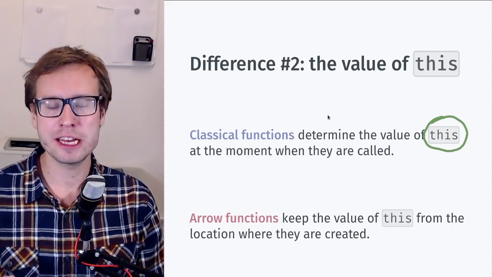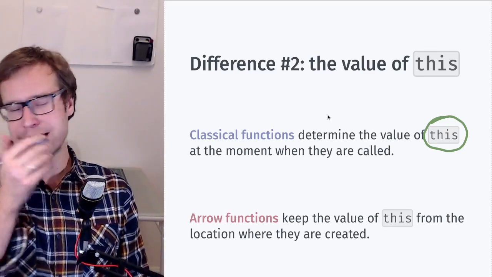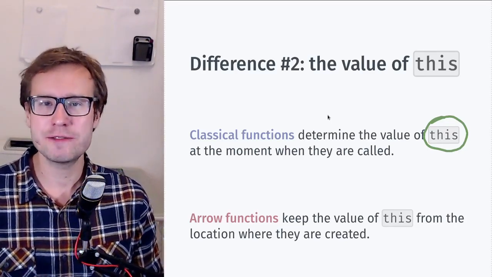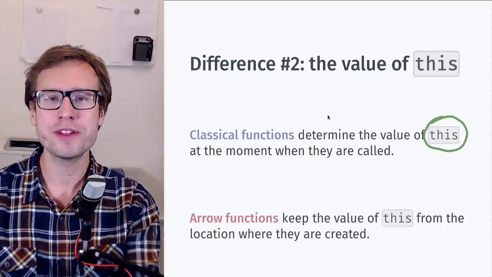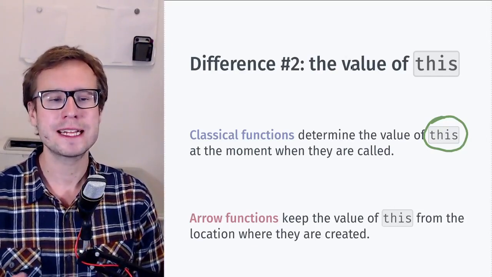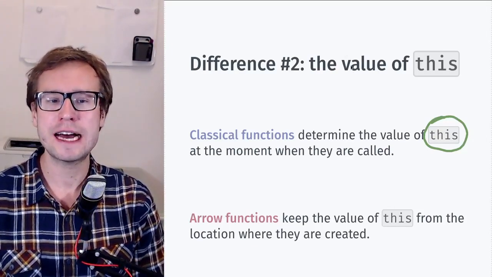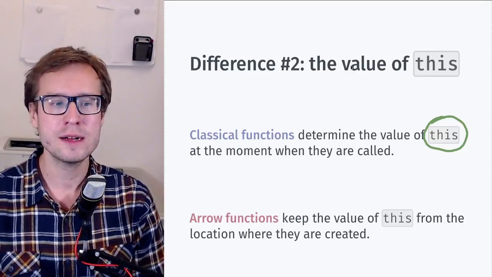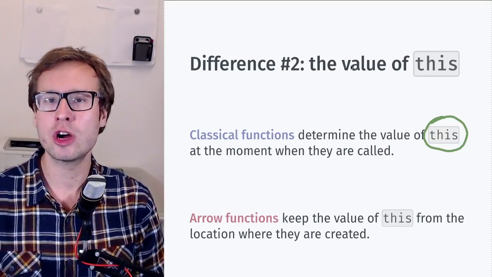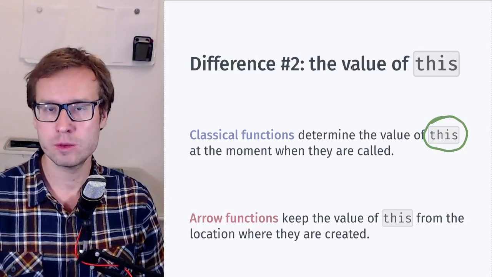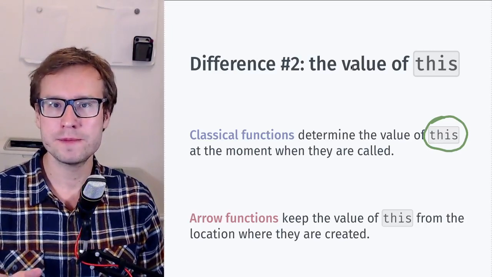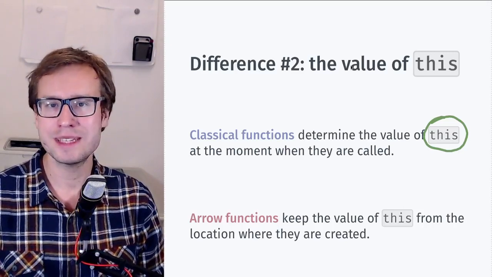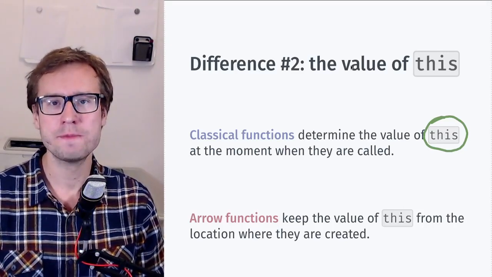And this is how I like to think about it. Now, it's kind of tricky because how do you describe exactly the difference in the simplest terms? Well, here's my attempt to boil this down in the simplest way possible. Classical functions determine the value of the this keyword at the moment when they are called. So when you call a function that was defined as a classical function, at that moment it's going to determine what value will be held in the this keyword.